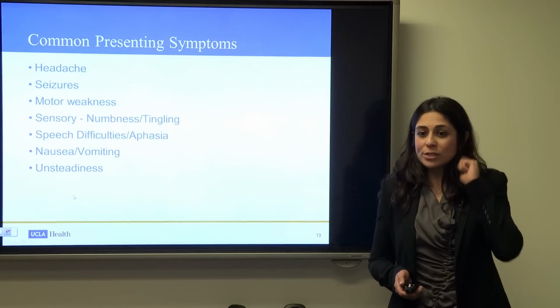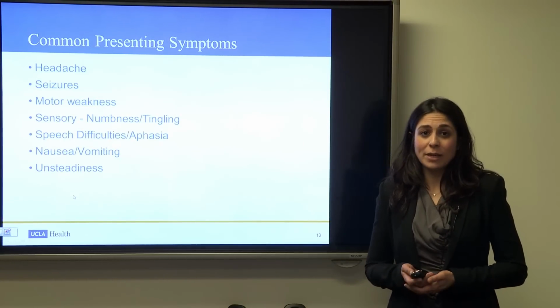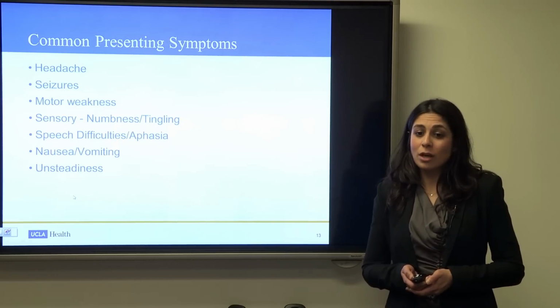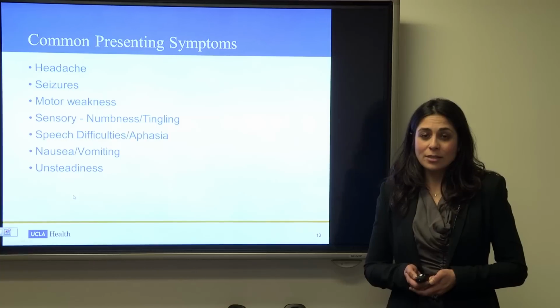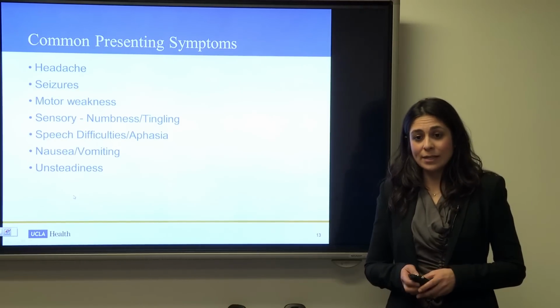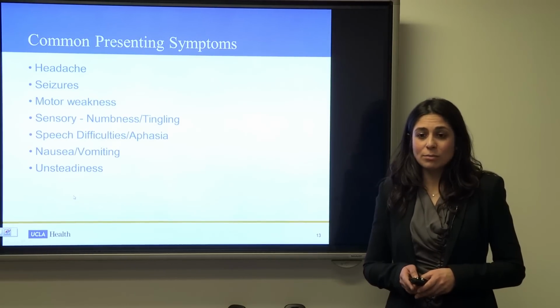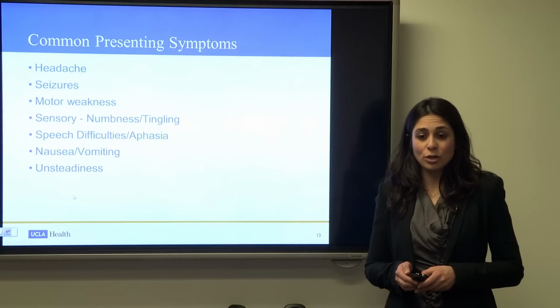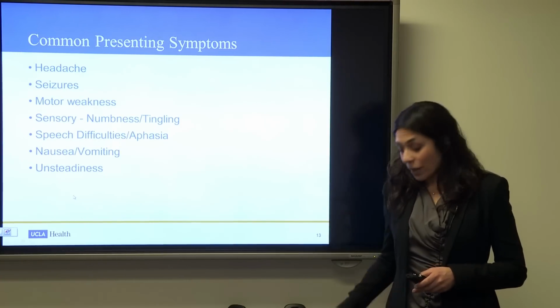What are some common presenting symptoms? Well, they vary again based on the location of the tumor, but they could be headache, seizure, motor weakness, sensory loss, perhaps numbness or tingling, speech difficulties such as aphasia, nausea, vomiting, or unsteadiness. And often these symptoms actually develop because there's inflammation in the brain from the tumor causing edema or swelling.